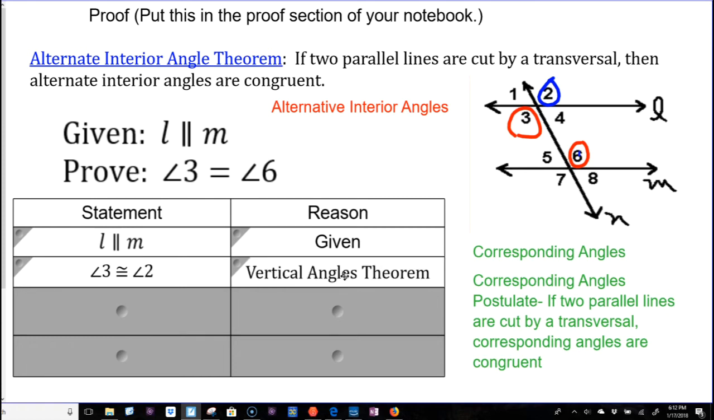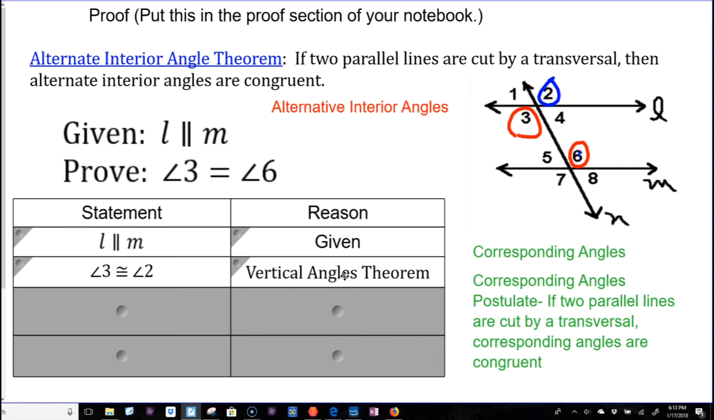Now again, I'm going to emphasize this several times. This is a theorem that we've already proven, and that's why we're allowed to use it in this proof. If we had not proven this theorem, then we would not be able to use this. Alright? But now I have that angle 3 is congruent to angle 2, and that was by the vertical angles theorem. So now I've bridged kind of from 3 to 2.